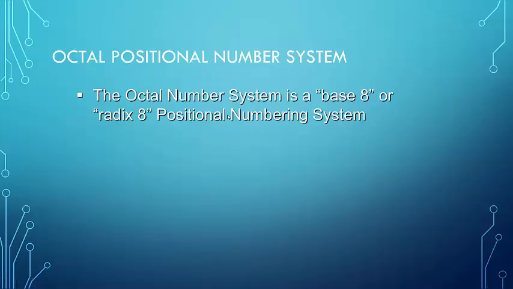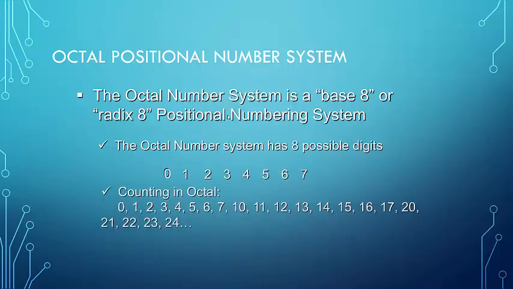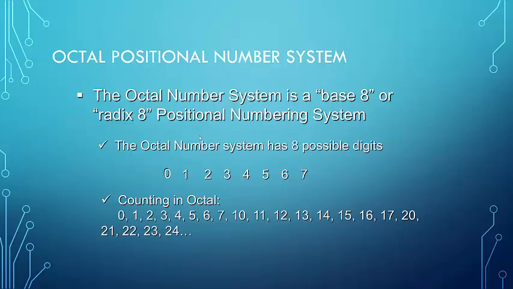Another positional number system that we use is octal. Octal is a base 8, or a radix 8 positional numbering system. The octal number system has 8 possible digits, and these are 0 through 7. Counting in octal then means that once we get to 7, there is no 8. We have 8 digits, but we start at 0. So once we get to 7, we have to wrap back around, and 10, 11, 12, on up to 17, and then we go to 20, 21, on up to 27, and so on.